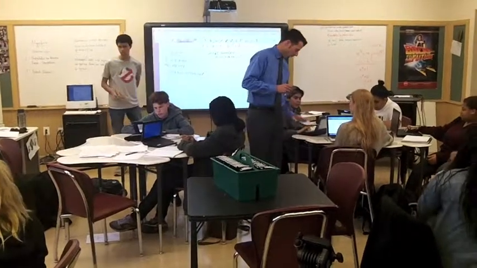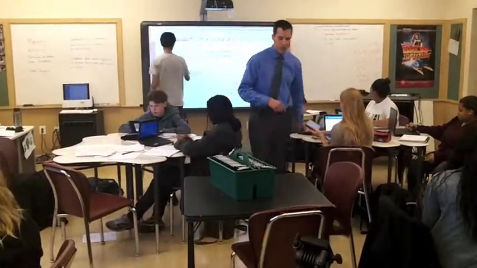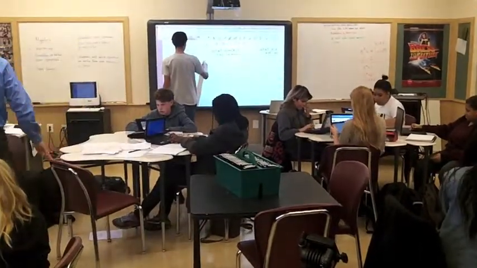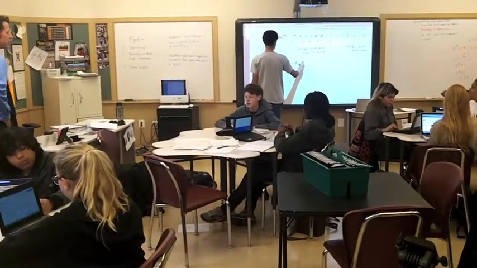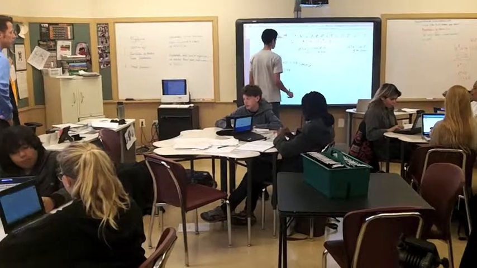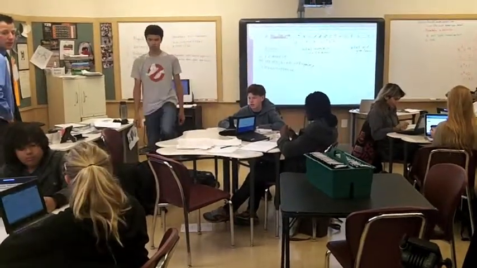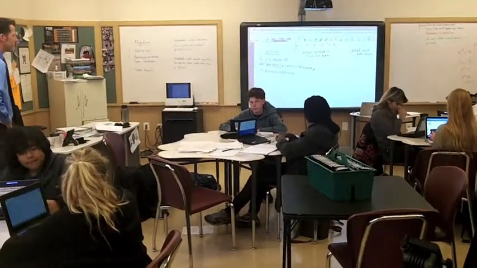So if it's negative, it opens down; if positive, up. Parabolas and vertex. All right, so we know that h and k make up the vertex.